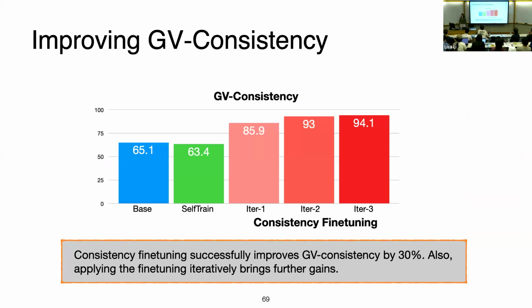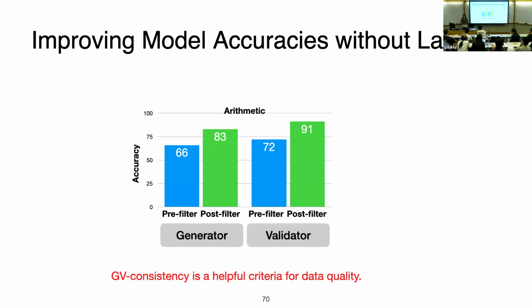So here's how consistency fine-tuning improves GV consistency. On the 30B model, consistency fine-tuning improves the consistency rate by 30% when we apply it for 3 iterations. As we improve consistency, a natural question is how it helps with model accuracies for both the generator and validator. Because consistent examples are not guaranteed to be correct, a generator and a validator could both be wrong and still be consistent.